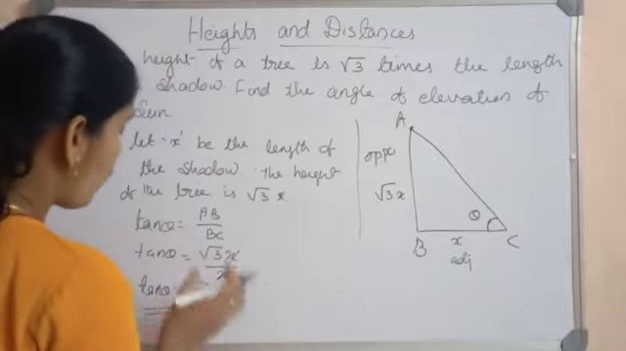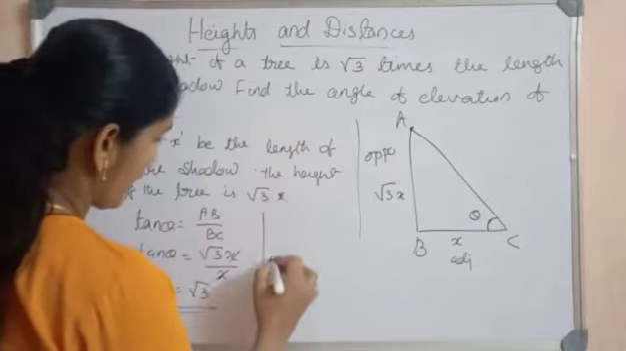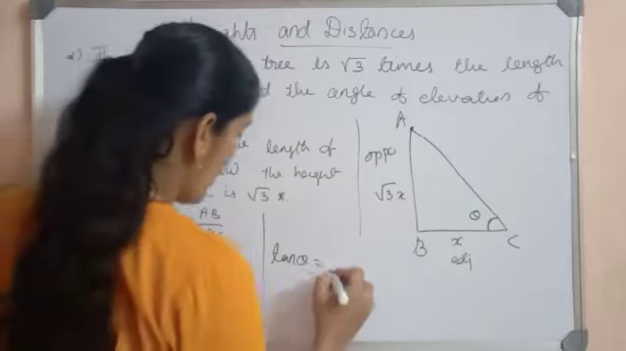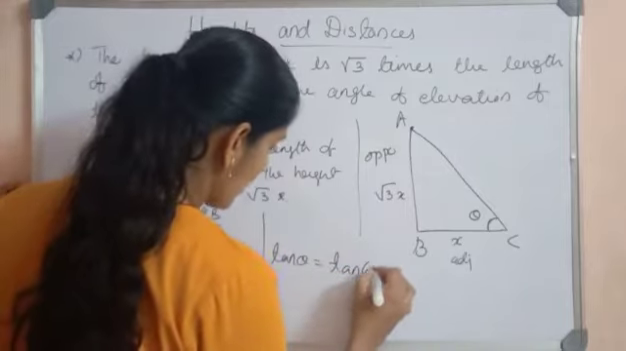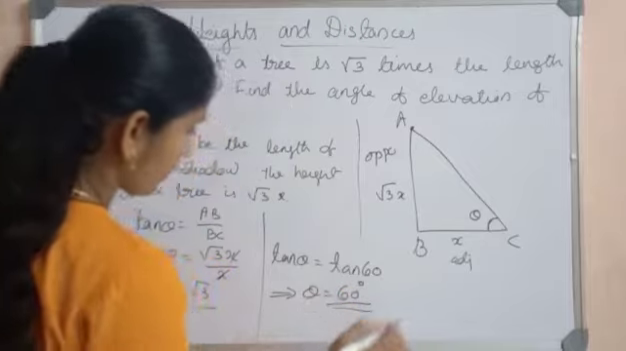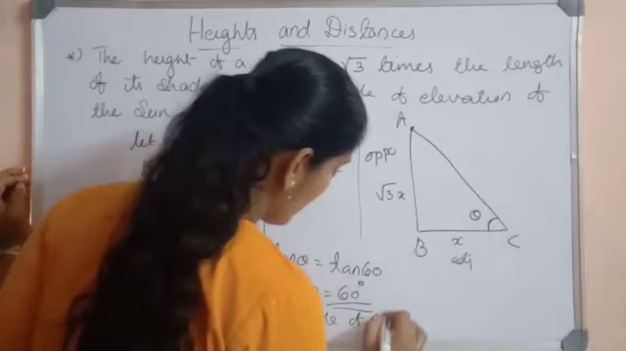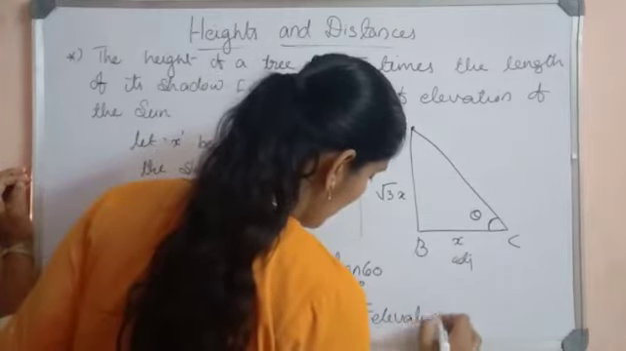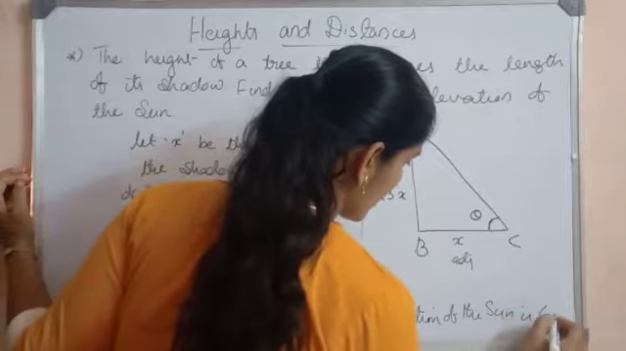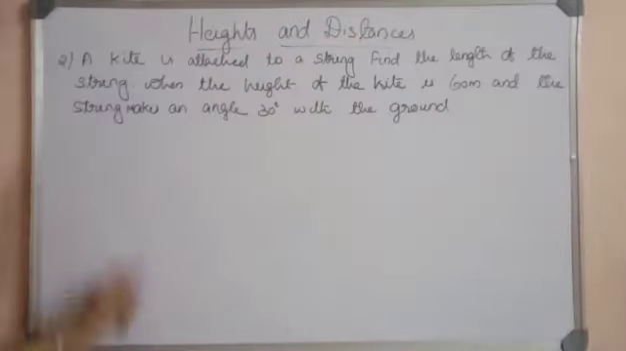We need to see for what value of theta, tan theta is root 3. We can find from the tables tan theta is equal to tan 60. This implies theta is equal to 60 degree. Therefore, the angle of elevation of the sun is 60 degree. Look at the next question.